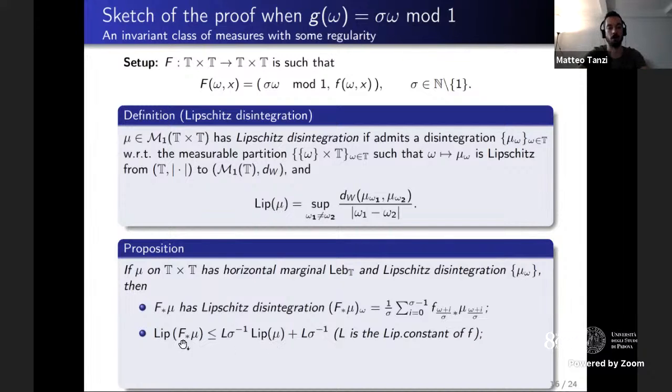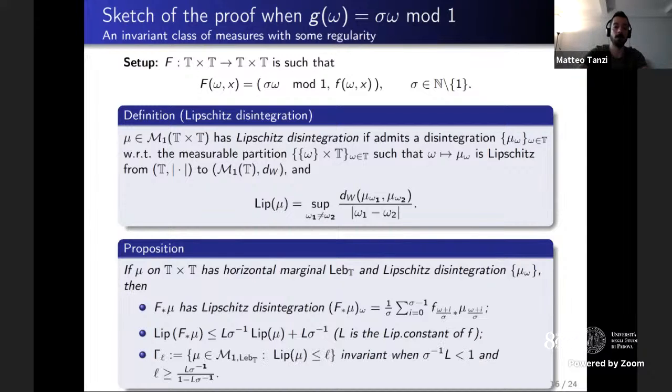So the Lipschitz constant of f star mu is less or equal than L sigma minus 1 times the Lipschitz constant of mu plus L times sigma minus 1. L here is the Lipschitz constant of f, so it's the regularity of the fiber, if you want. From this inequality, we find our invariant class of measures, which are the measures which have Lebesgue horizontal marginal and Lipschitz disintegration with Lipschitz constant less than or equal to L, where L is a parameter, and to make this set Gamma L invariant, L should be larger than capital L times sigma minus 1 divided by 1 minus L sigma minus 1.